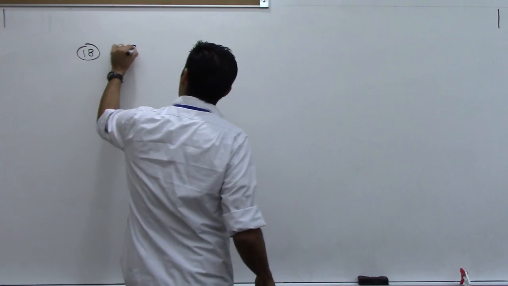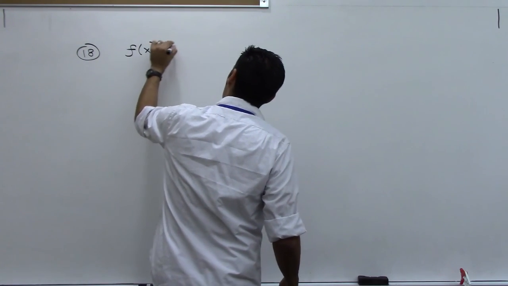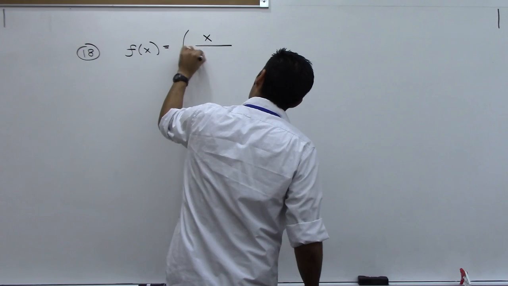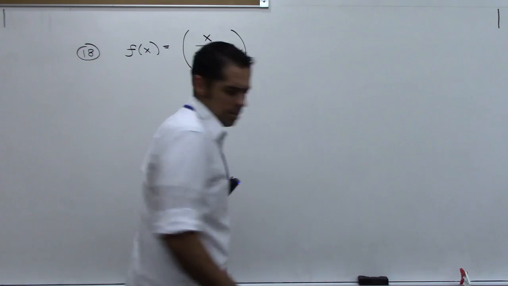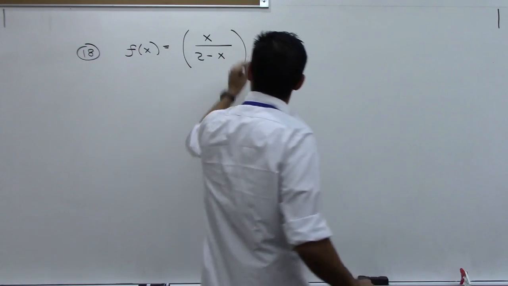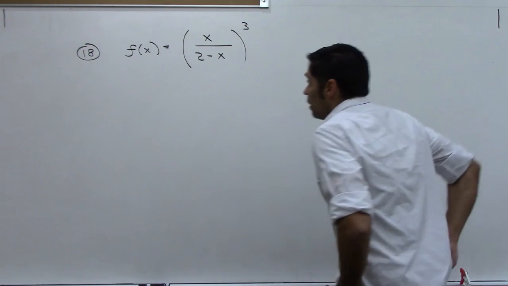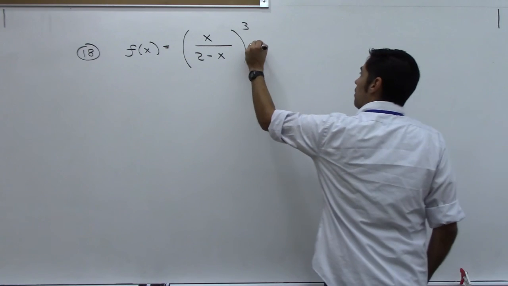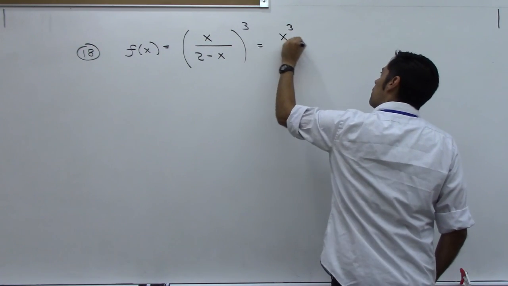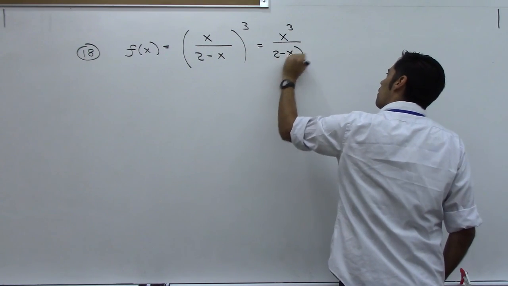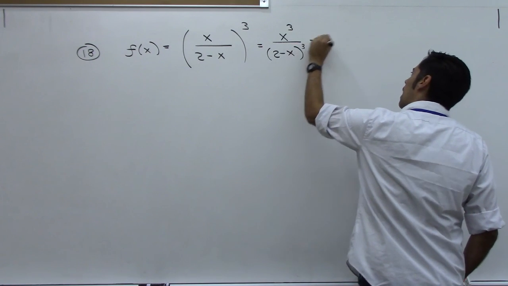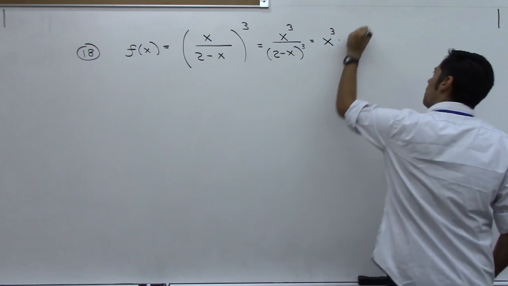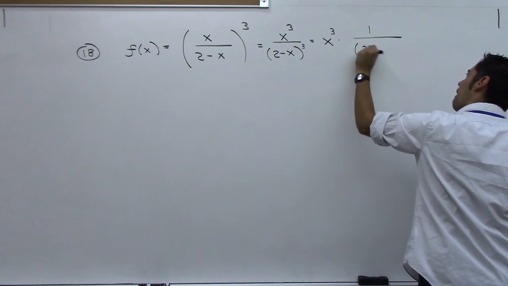f of x equals x over 2 minus x cubed. I feel like I did this in class, but I'm just going to work through it. So I realize I can just split this up into two fractions, and I can peel that x cubed off and look at this.